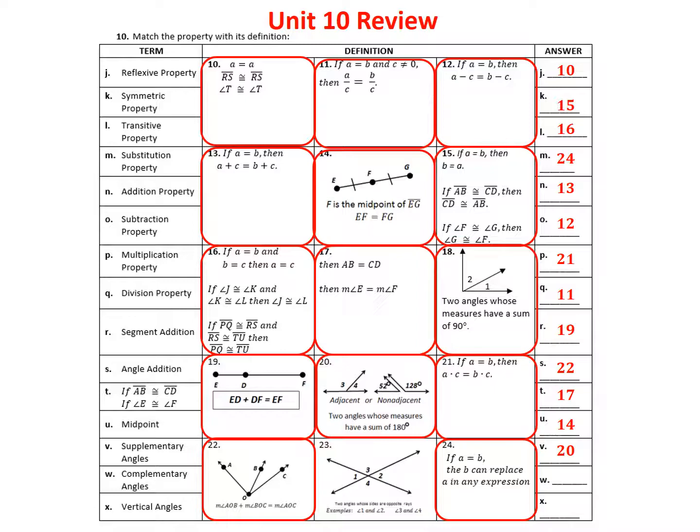So notice here 18 have a sum of 90. Again, they don't have to be together like that. They could be separate, but if they add up to 90, they're complementary. And finally, vertical angles are angles that are across from each other. Notice 1 and 2 are vertical angles, and 3 and 4 are vertical angles. And vertical angles are congruent to each other. So we finished out our matching there.